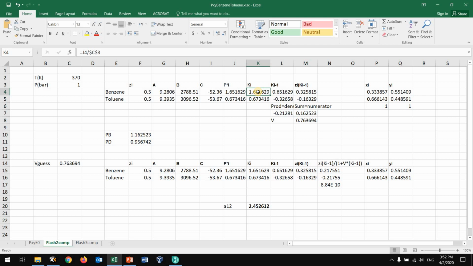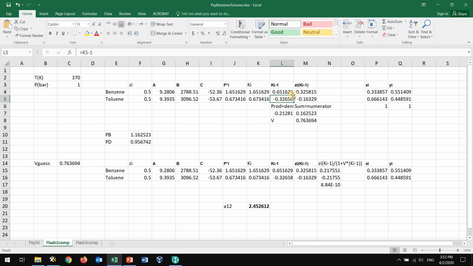the Ki, the distribution coefficient, which is nothing but the vapor pressure divided by the total pressure. And this is one of your error traps. Make sure, regardless of the number of components, that you have at least one component with a Ki greater than 1, and at least one component having a Ki less than 1. That is, one component at least should have a distribution coefficient greater than 1, and one component at least should have a distribution coefficient less than 1 for your system to be flashable, and this condition is met.